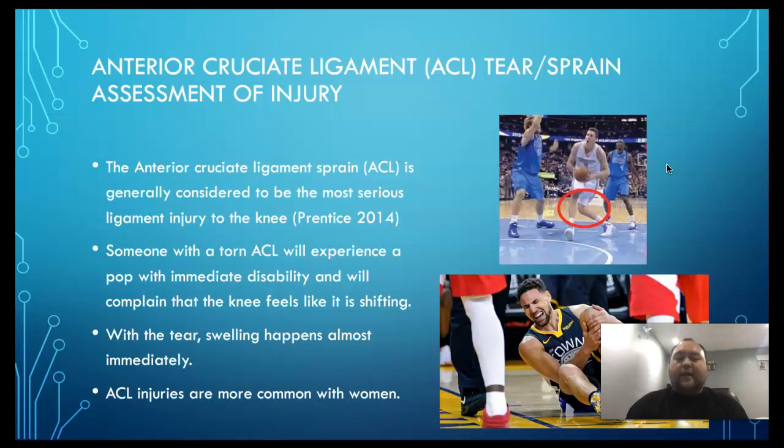It is found that ACL injuries are most common in women's sports, mostly soccer. Soccer is a big one that you see in high school. But it does happen in basketball as well, as you can see by the 2 pictures.